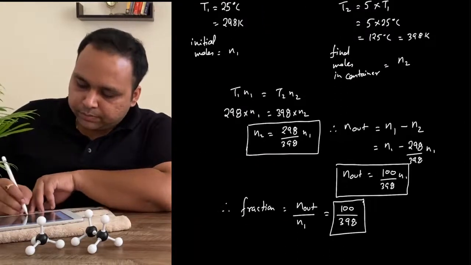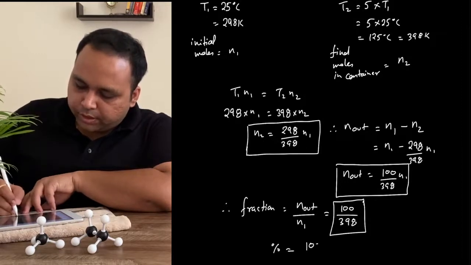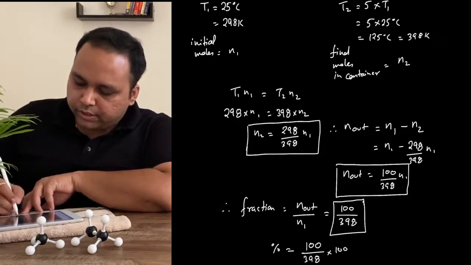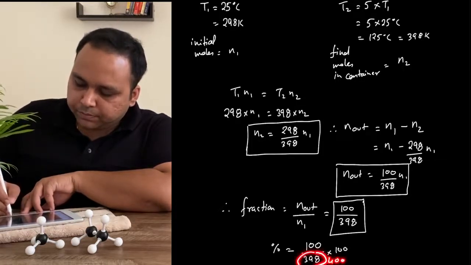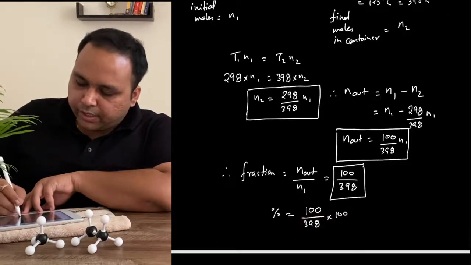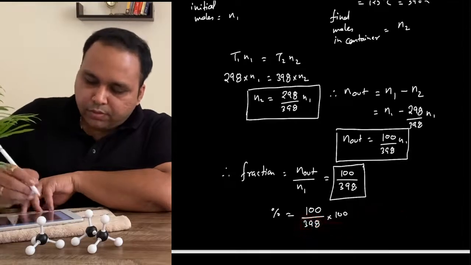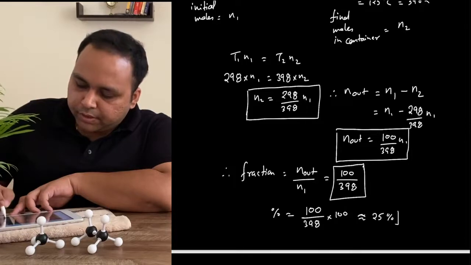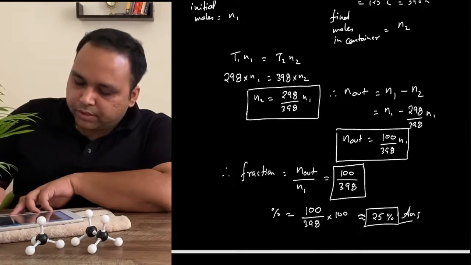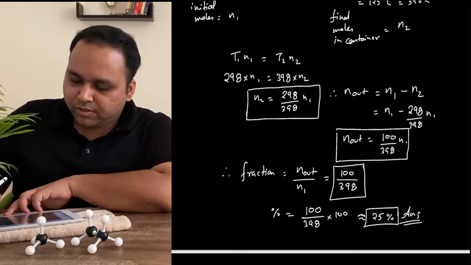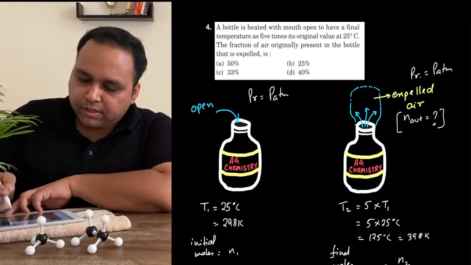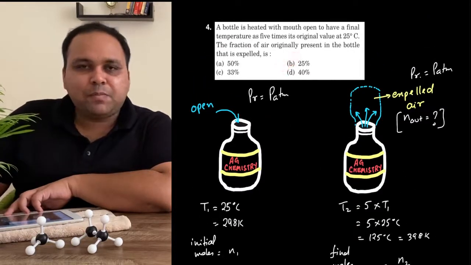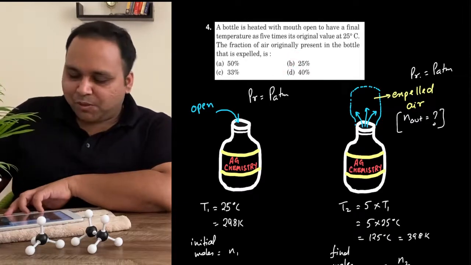So this is the fraction. The percentage will be 100 by 398 into 100. Now if you look closely, this can be approximated as 400. And when you approximate it as 400, the answer you get is 25%. So we'll write it as approximately 25% of the fraction, and that becomes our answer. Let's look at the options. Which option is the answer? Option B is our answer, right? So I hope this was clear.